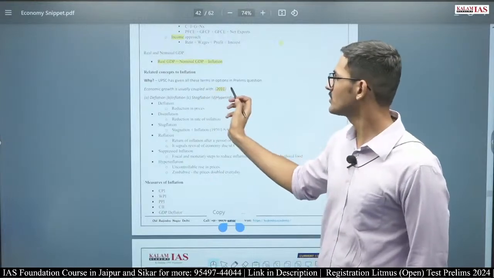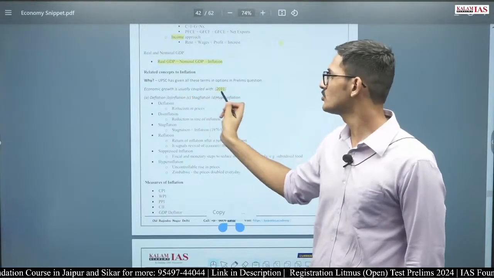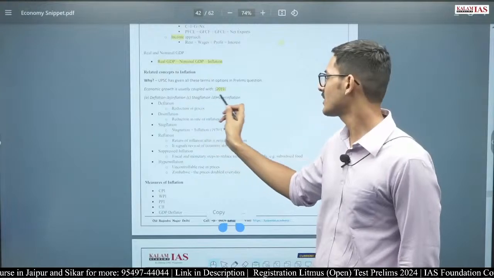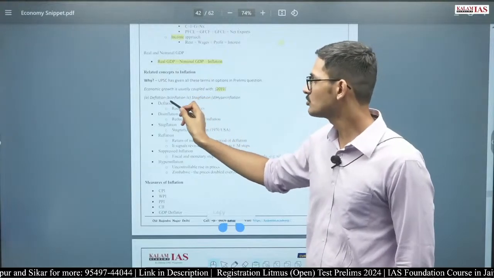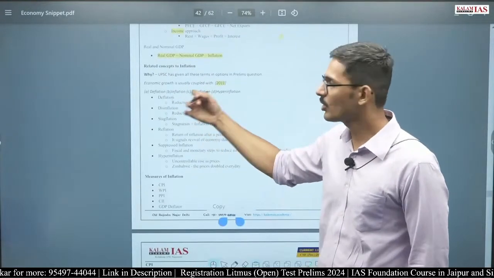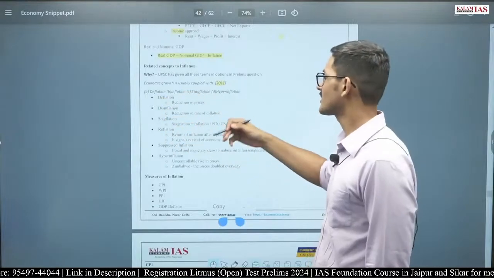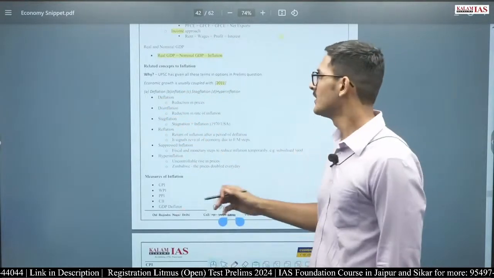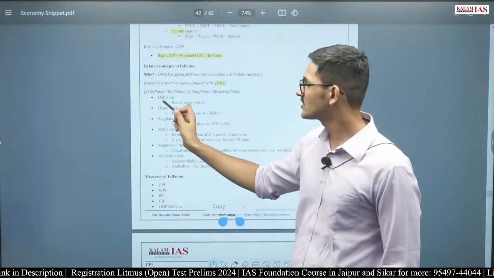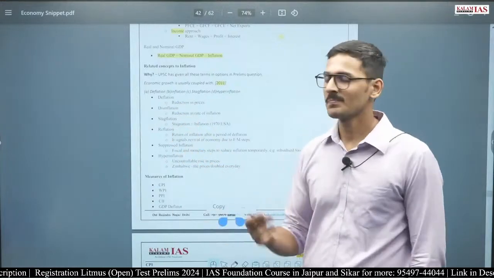So in 2011, the question was: economic growth is usually coupled with deflation, inflation, stagflation, or hyperinflation. The answer to this question was inflation. But we should also know what is deflation, what is stagflation, and what is hyperinflation. There are two terms that you should be aware of. First is deflation and next is disinflation.